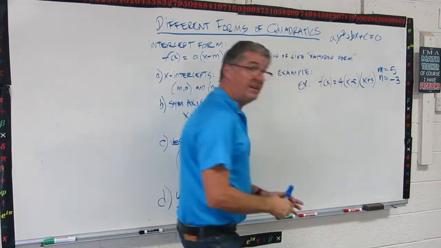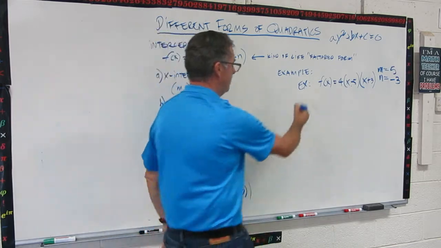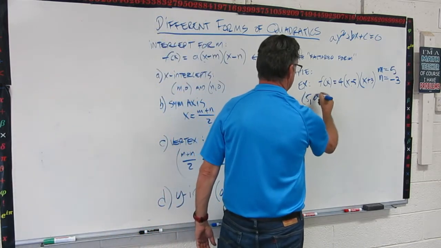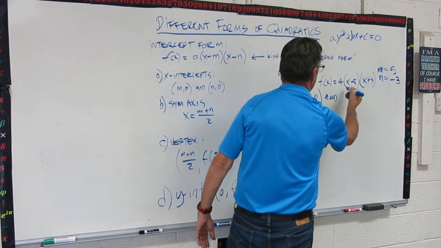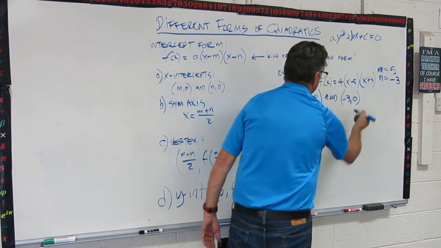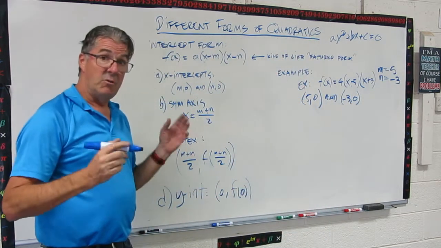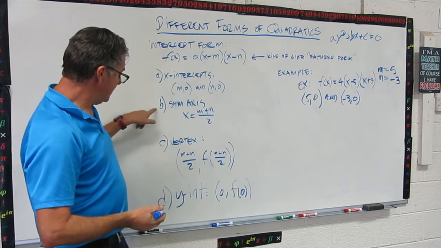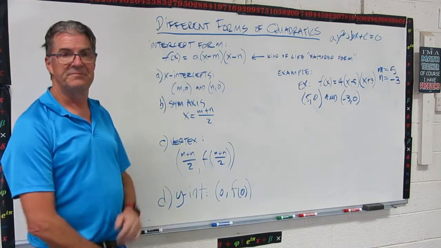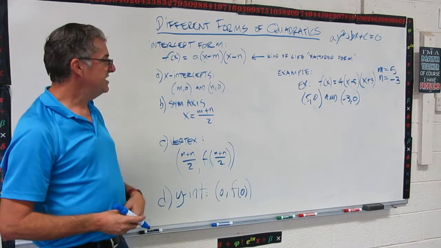Okay, so now let's do the x-intercept. Oh, that's nice and easy, right? (5, 0) and (-3, 0). So that was easy. Now I want you to pause the video and find the symmetry axis, the vertex, and the y-intercept. Okay, let's see how you did.